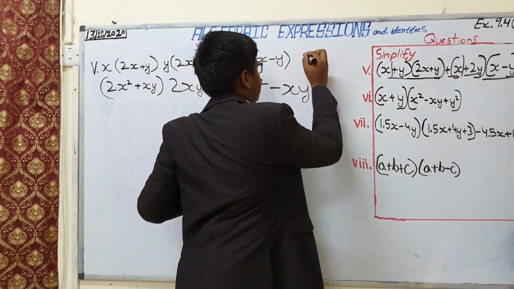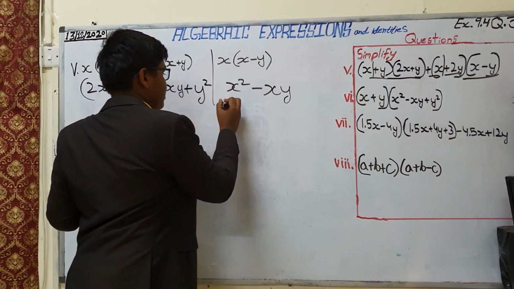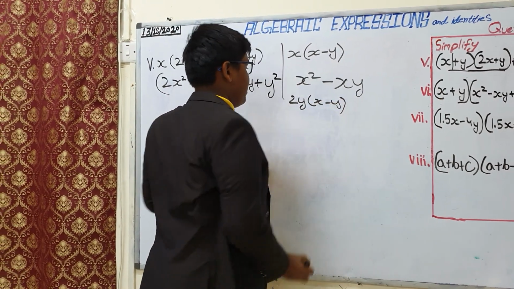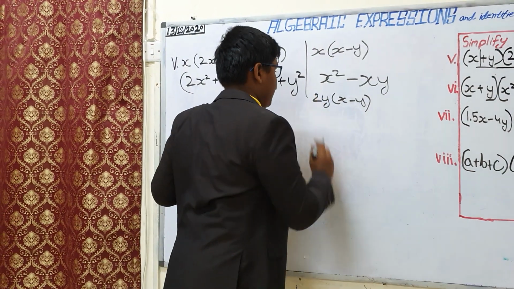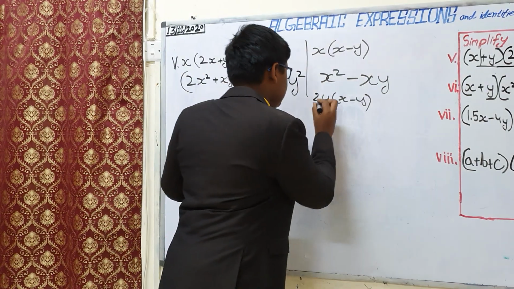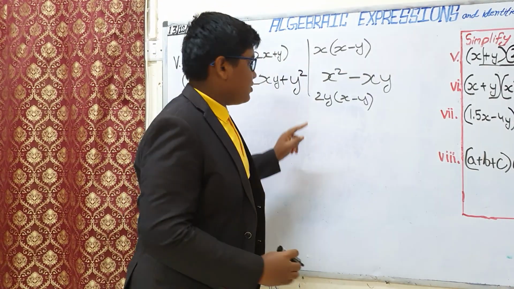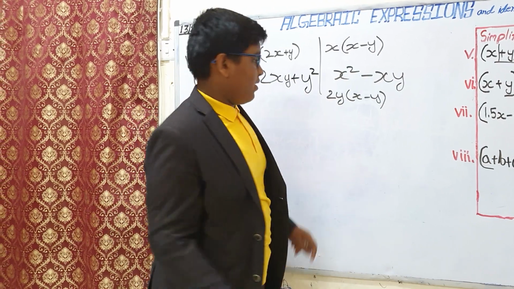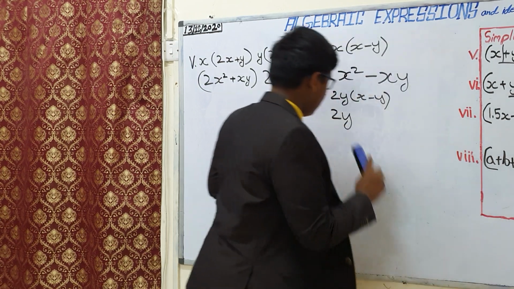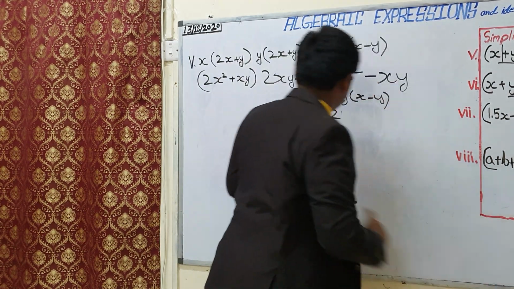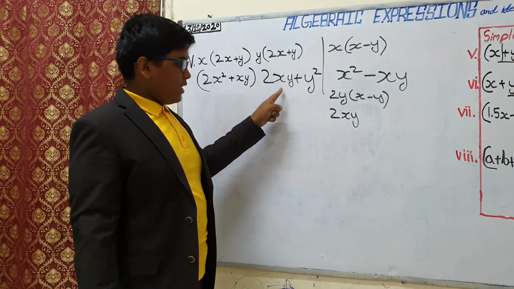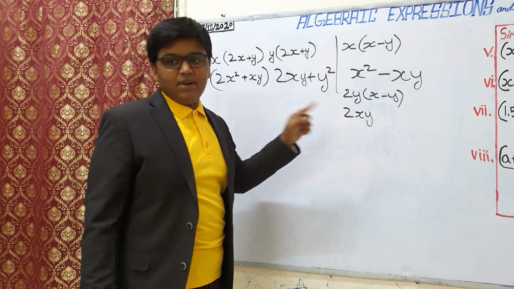Then plus 2y. 2y I will do here. 2y multiplied by (x minus y). Then 2y into x. Now 2 into x equals 2x. But here we have y also. So here we will get the answer as 2xy when we multiply 2y into x. We can even write it as 2xy. But here as I wrote xy, that's why I'm writing xy here also.